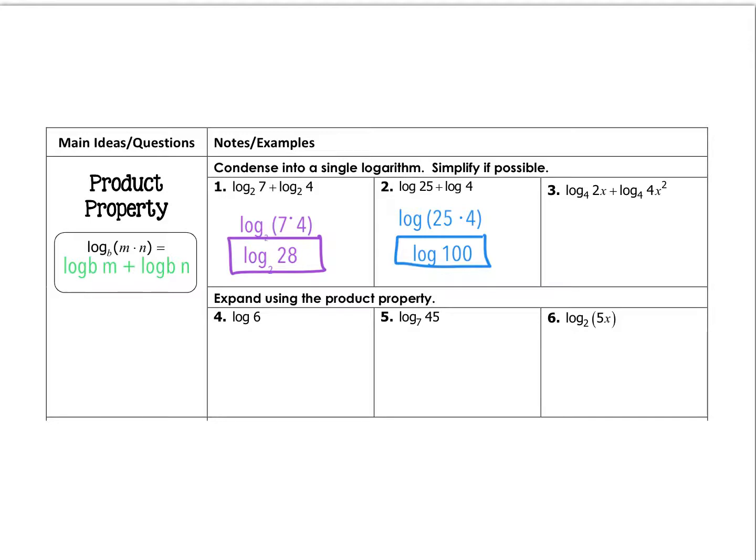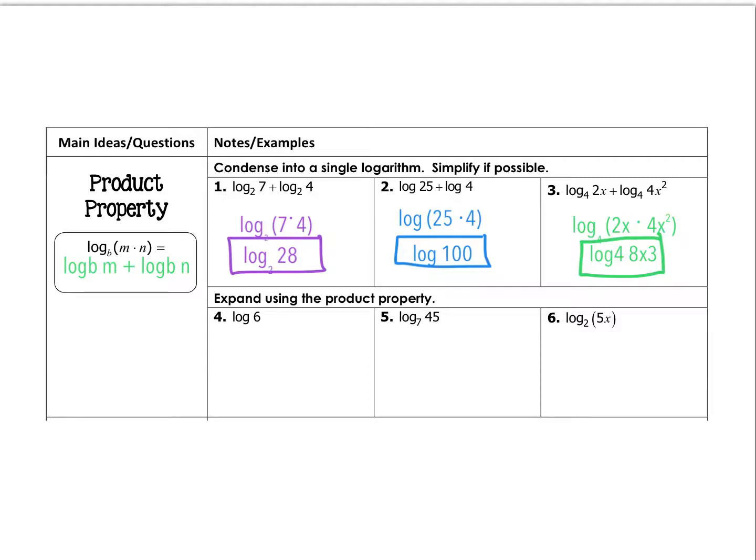So I'd like you to pause the video and try to rewrite it into the product formula. All right, so hopefully you were able to rewrite it as log base 4 of 2x times 4x squared, which simplifies into log base 4 of 8x to the third, because I multiply those coefficients and I add those exponents. All right, so now we're going to work ourselves backwards.